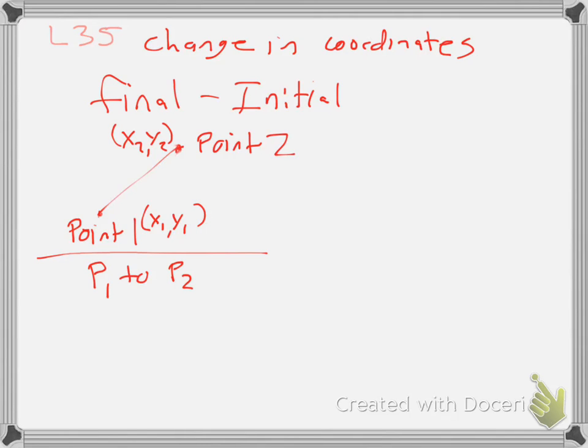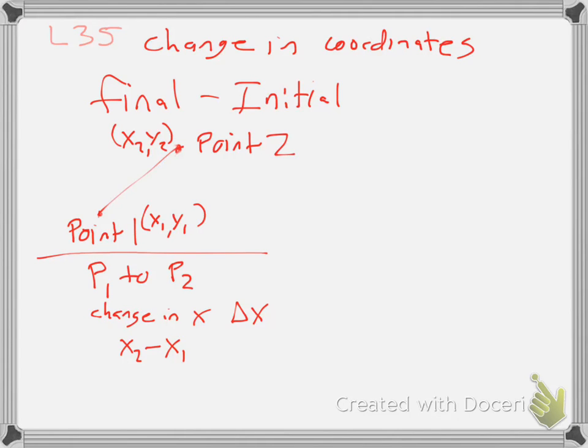Well, the change in x, or sometimes we use delta x, right? The change in x, that's a delta, the triangle. That's a change in x. What would it look like? Well, what's the final point? It's point 2. And point 2 was x2, and you subtract your initial x1. That is the change in x from point 1 to 2.